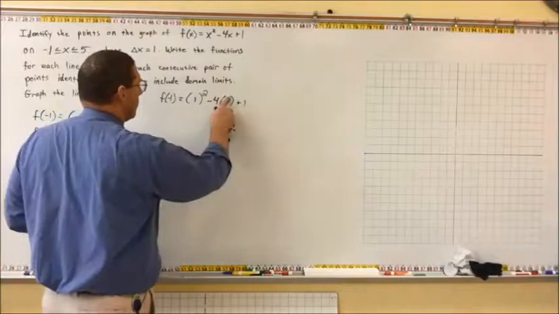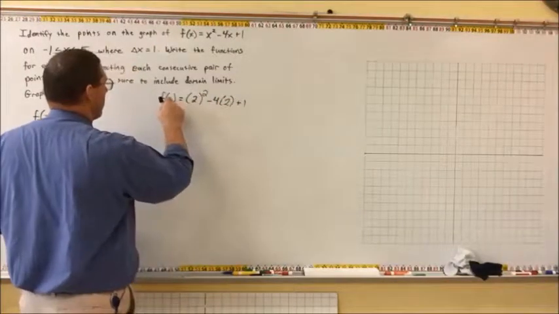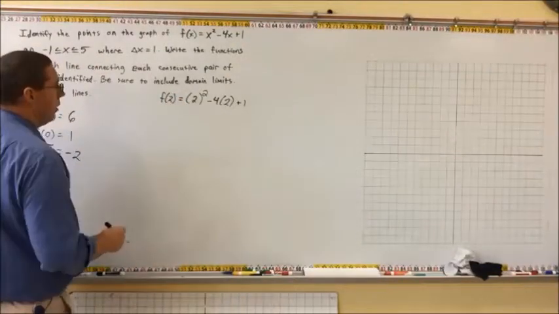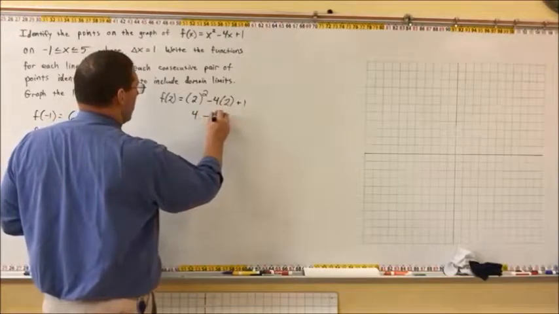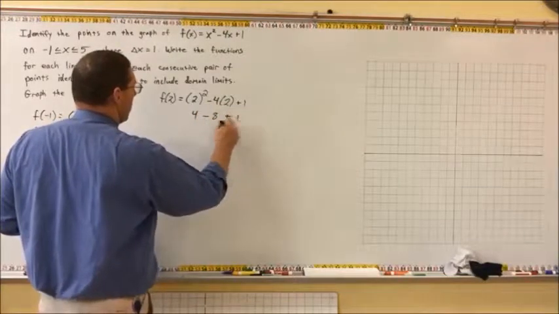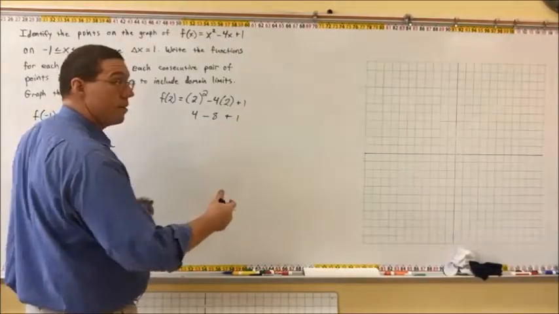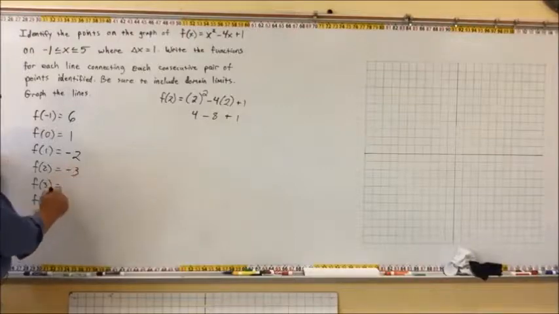All right, now let's plug in 2. Oh, I keep changing this. I should have made this a 0 and then a 1. Now it's a 2. f of 2 is 2 squared, which is 4. -4 times 2 is -8, plus 1. 4 minus 8, that's -4. -4 plus 1, that's -3. So f of 2 is -3.